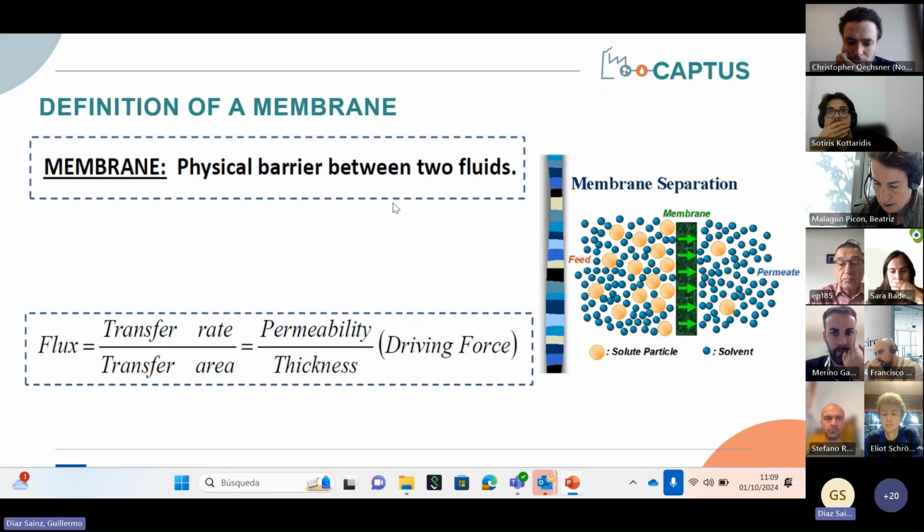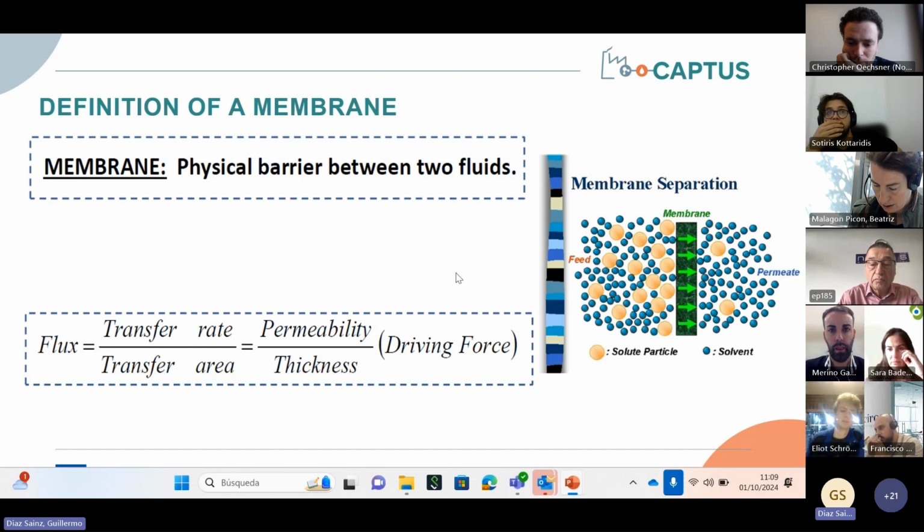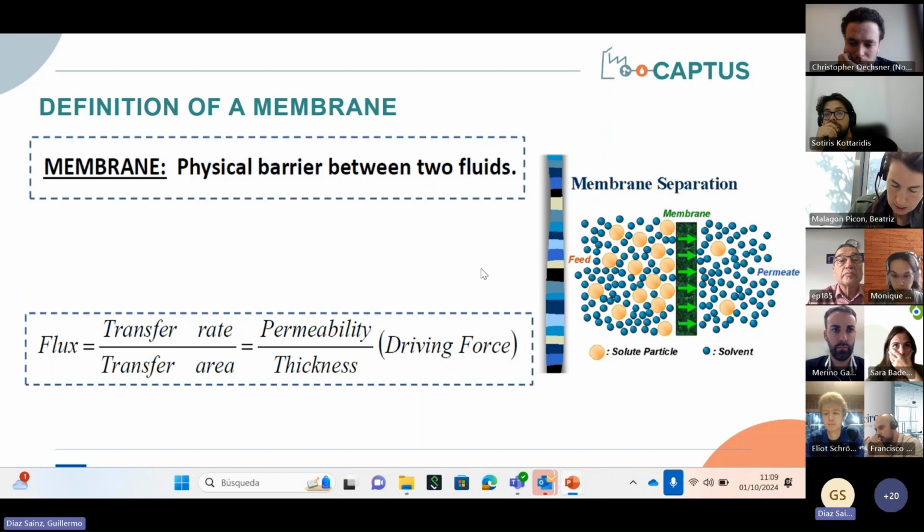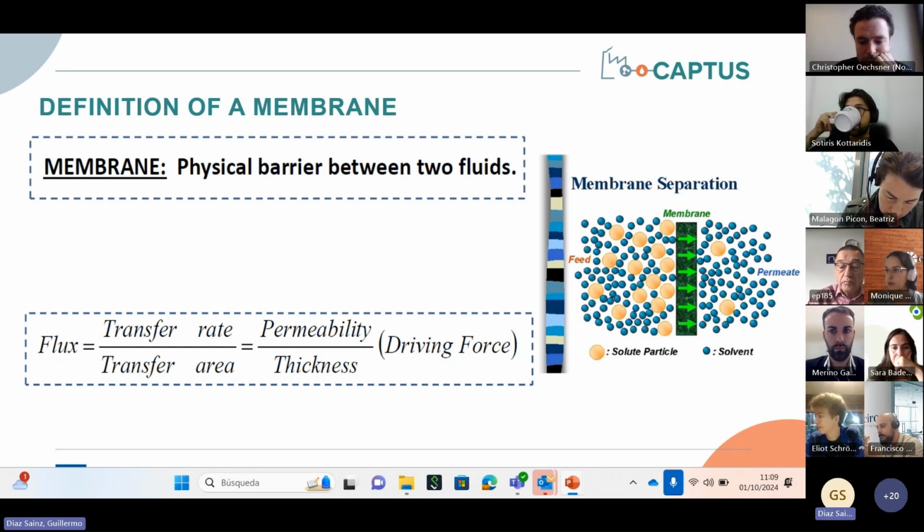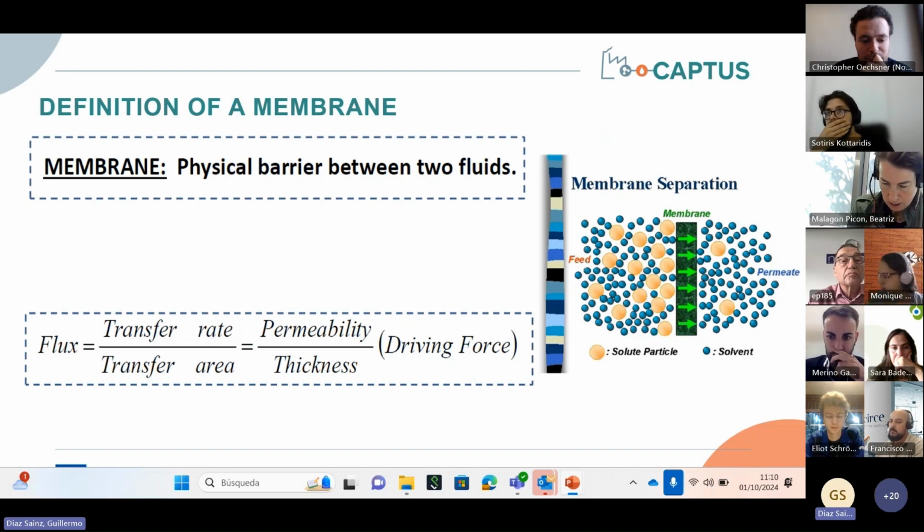When we speak about membranes, the most important concept is the flux. The flux is the rate at which a substance passes through a membrane per unit of area. In the membrane field, flux is usually expressed as the amount of material that moves through the membrane surface per unit of time and per unit of area. The flux is a critical parameter in membrane processes because it indicates the efficiency of the separation or filtration process. A higher flux typically means a more efficient separation or a faster process, but it must be balanced with the membrane selectivity and the potential for fouling or degradation over time.